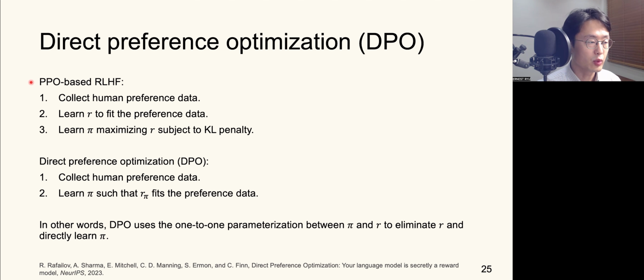Let's do a comparison. When you're doing PPO-based RLHF, in step number one, you collect human preference data. In step number two, you learn a reward model to fit the preference data. In step number three, you learn a policy maximizing the reward model subject to a KL penalty. Direct preference optimization, DPO, is a bit simpler. In step number one, you collect human preference data. In step number two, you learn a policy pi such that the corresponding reward fits the preference data. In other words, DPO uses the one-to-one parameterization between the policy pi and the reward r to eliminate the reward model and directly learn the policy pi. And this is very convenient because we don't have to learn a separate reward model r.